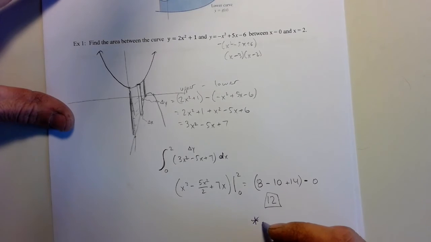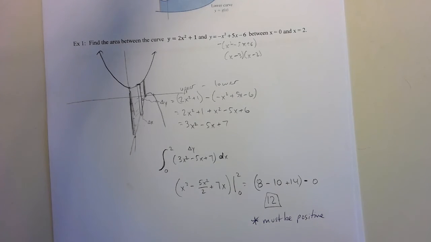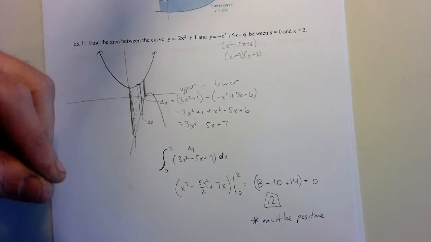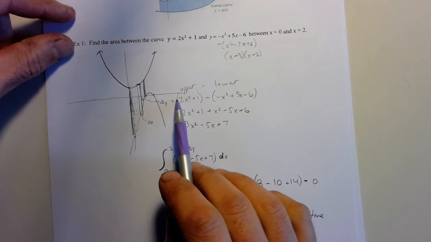Right? Must be positive. Okay? We're finding the area between the curves. It's always a positive value there. If it's negative, that means you had the wrong function as the upper bound, and the wrong one as the lower bound. You flip-flopped it. Okay? If you flip-flopped it, then you just go back and change your signs, right? And that'll make it work.